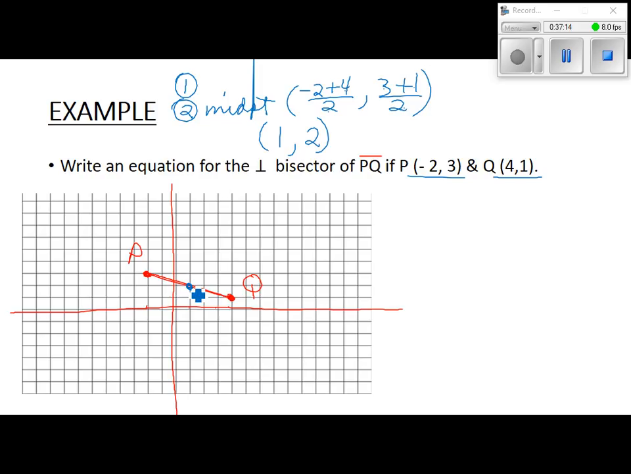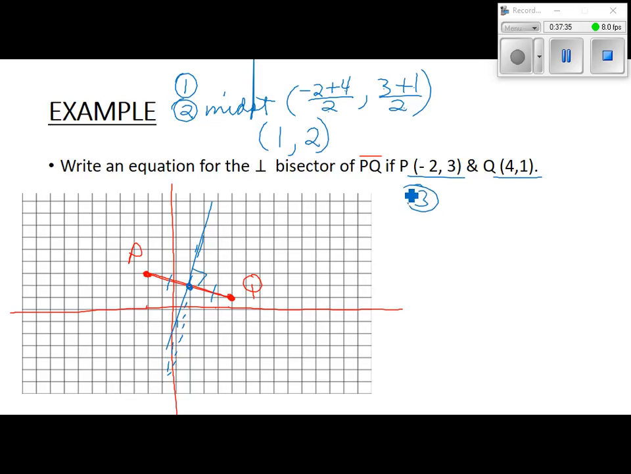So the point (1, 2), which would be right about there, is the midpoint of that segment. Now the reason we need the midpoint is so that we know the segment is being bisected, and we know that the perpendicular bisector is going to run through that point somewhere through there and form a right angle. Well, to form a right angle, that's what the next part is going to be.